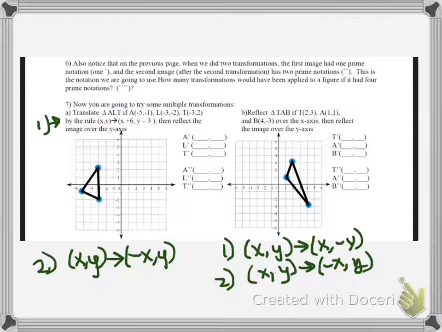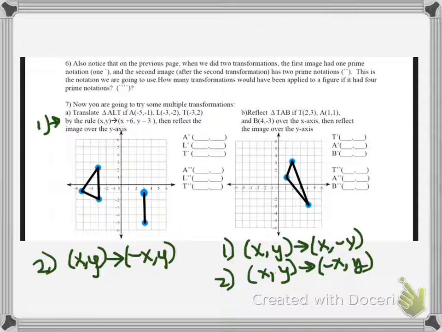So I'm going to do one more, and then you'll have a chance to practice. For this first one, 7a, we're going to first do a translation to the right 6 and down 3. So this point at (negative 3, negative 2) is going to go to positive 3. That's the right 6, and then we're going to go down 3 to negative 5. This point at (negative 3, positive 2) is also going to go to positive 3, but then it's going to go down to negative 1. So that right side of the triangle now looks like that.